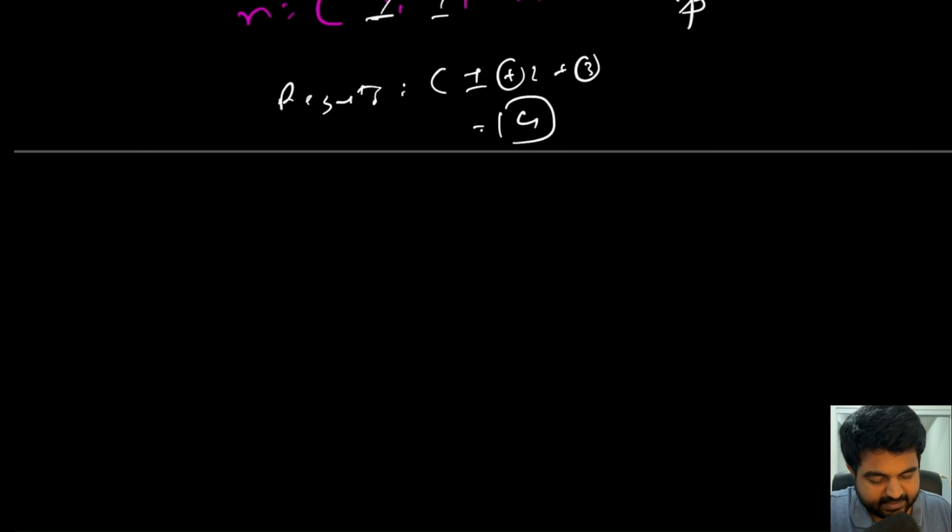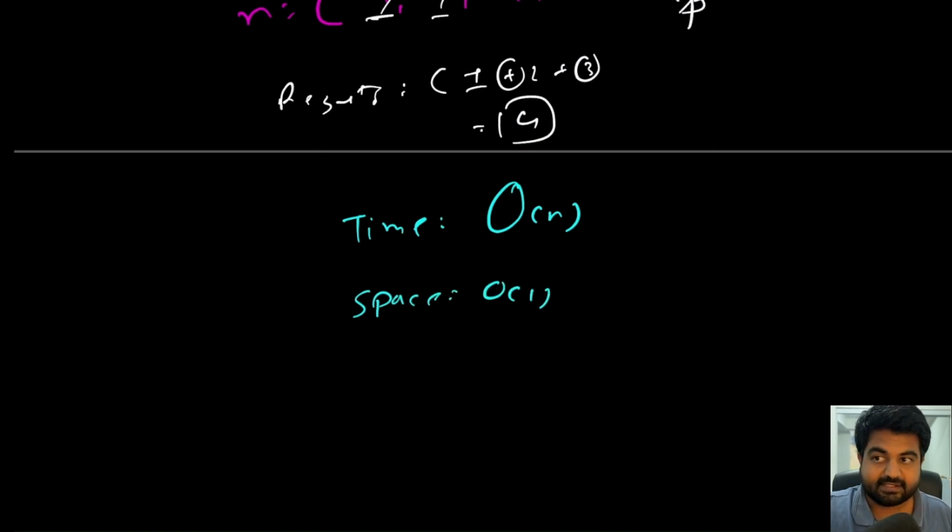If we see time and space complexity, in this case, the time complexity is going to be big O of n, and the space complexity is going to be big O of 1, because we are not using any additional space apart from using a couple of variables. So this is relatively easy and simple approach to solve this problem. And once again, this is a pretty popular bit manipulation problem.